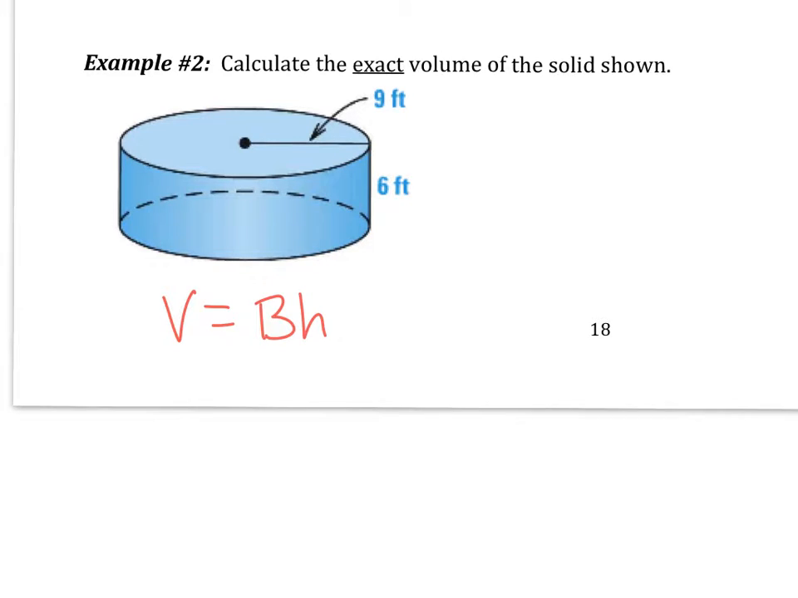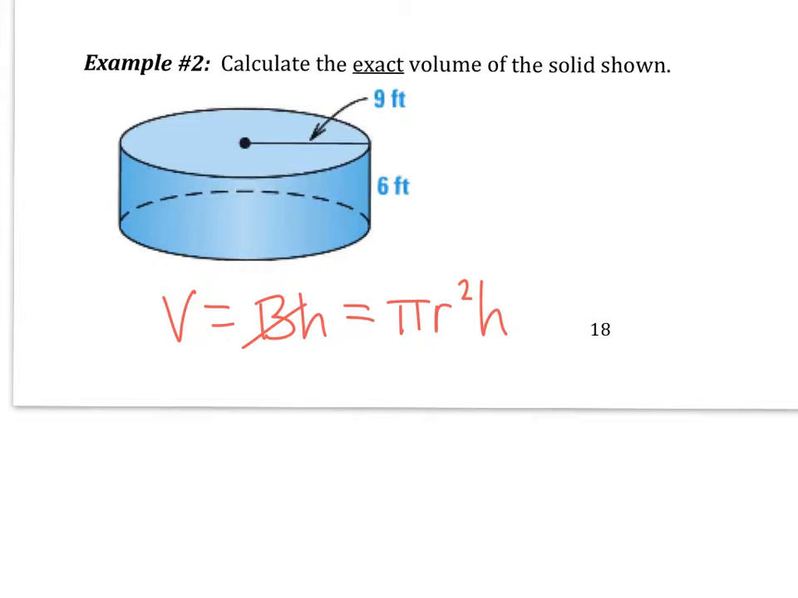Circle, not a sphere. Sphere is three-dimensional, circles are two. So if it's a circle, how do you find the area of a circle? What is it? Pi r squared. So all we're going to do, and this is what you can write down on your formula sheet, instead of saying b times h, we're going to say pi r squared h. That's your volume formula for a cylinder. Pi r squared h.